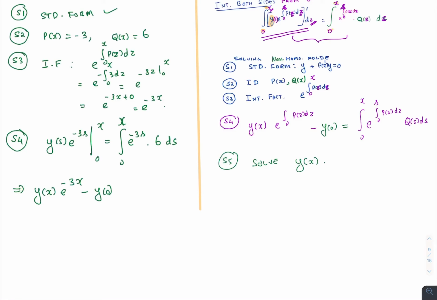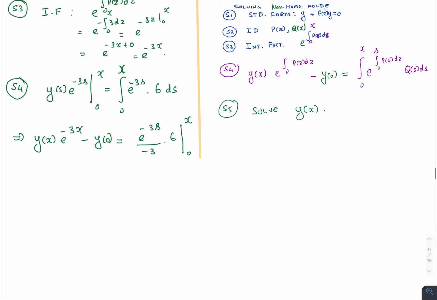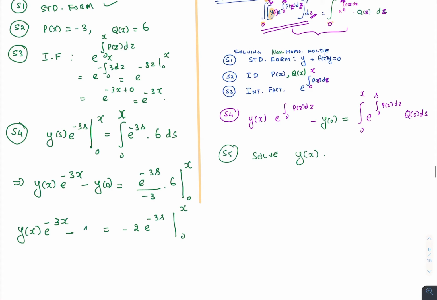Now if I integrate this, this is going to be e to the negative 3s divided by negative 3 times 6. The lower limit is 0, the upper limit is x. If I simplify this, this is going to be negative 2 e to the negative 3s. On my left-hand side, I have y of x e to the negative 3x, and the initial condition is given to me. So y of 0 is equal to 1, right? That is the beauty with this one.